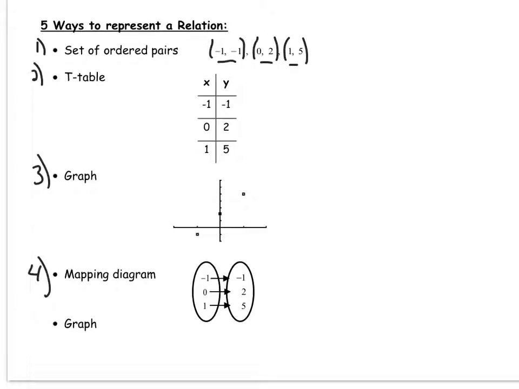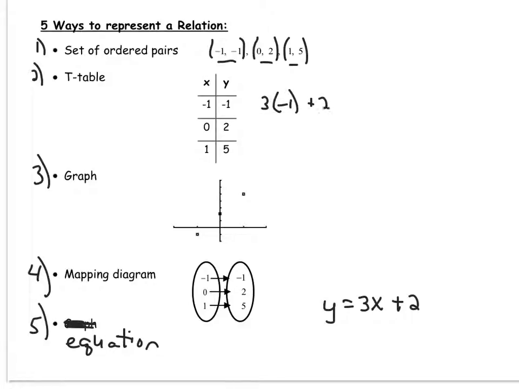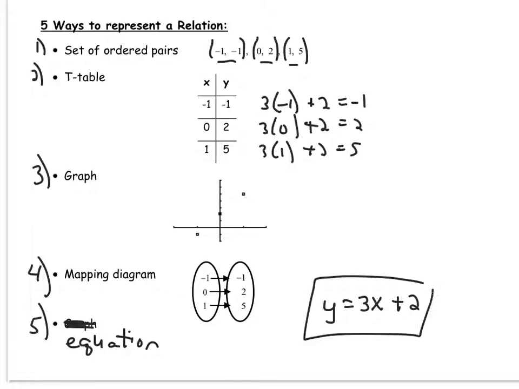And then the last way is actually not a graph, but an equation. You can write an equation to represent a relation and a function. The equation for this one would be, I think, y equals 3x plus 2. So this would be 3 times negative 1, which is negative 3, plus 2, that equals negative 1. 3 times 0 is 0 plus 2 equals 2. And then 3 times 1, which is 3, plus 2 equals 5. So this equation represents that relationship. Okay, so be sure to get all of this in your notes.